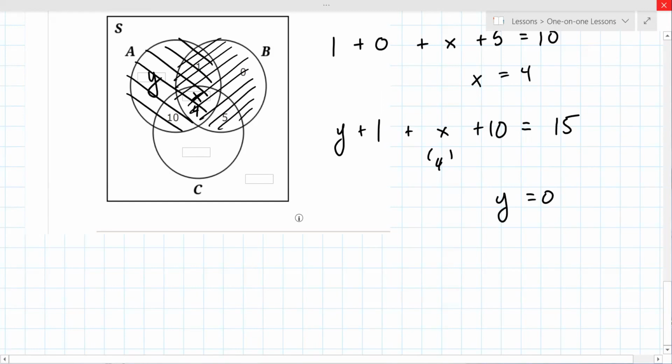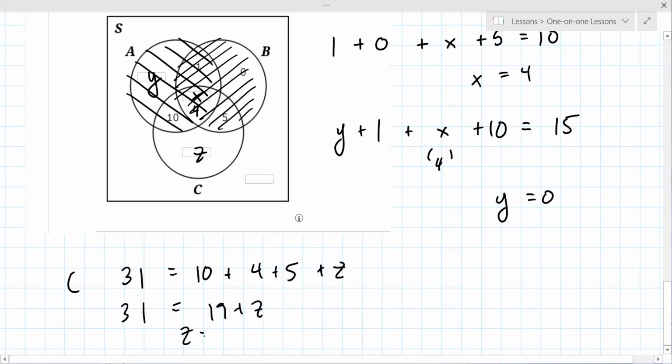Okay, so now for the next one, C has got everything in here. So C, which is 31, is 10 plus 4 plus 5 plus, I'll just put a Z there. So 31 equals 19 plus Z, so Z ends up equaling 12.